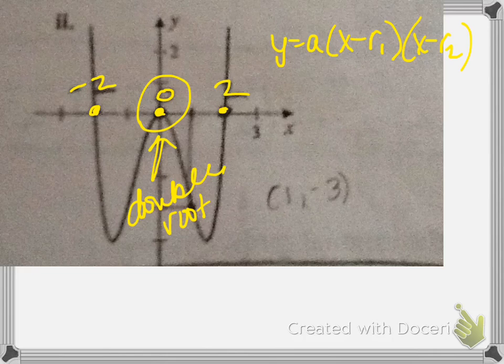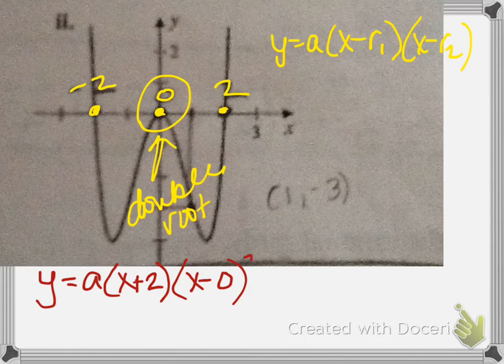So we write y equals a times x minus -2, so x plus 2, x minus 0. I can either write that again or I can just square it, which I'm going to do, and then x minus +2, so x minus 2. So that's the start of factored form. I need to find a.